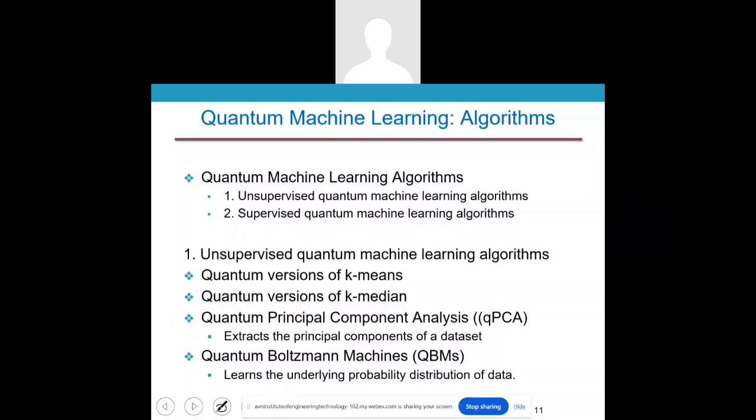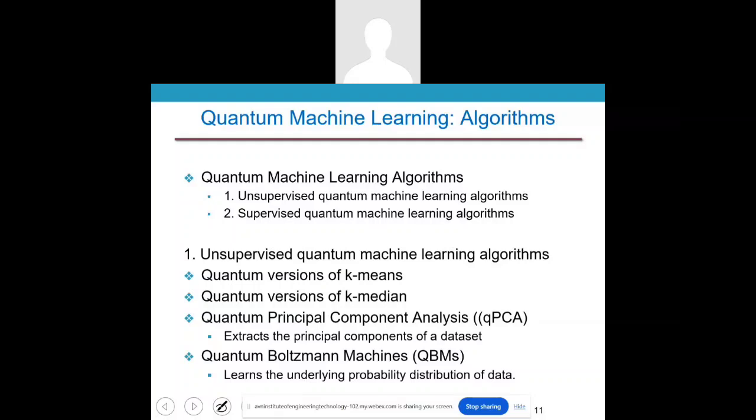So let us look into the algorithms. What machine learning algorithms exist, and what are their versions in the quantum case? Basically, quantum machine learning algorithms are classified into two: supervised quantum machine learning algorithms and unsupervised quantum machine learning algorithms. This is the same as normal machine learning, with supervised and unsupervised algorithms. The purpose is the same.